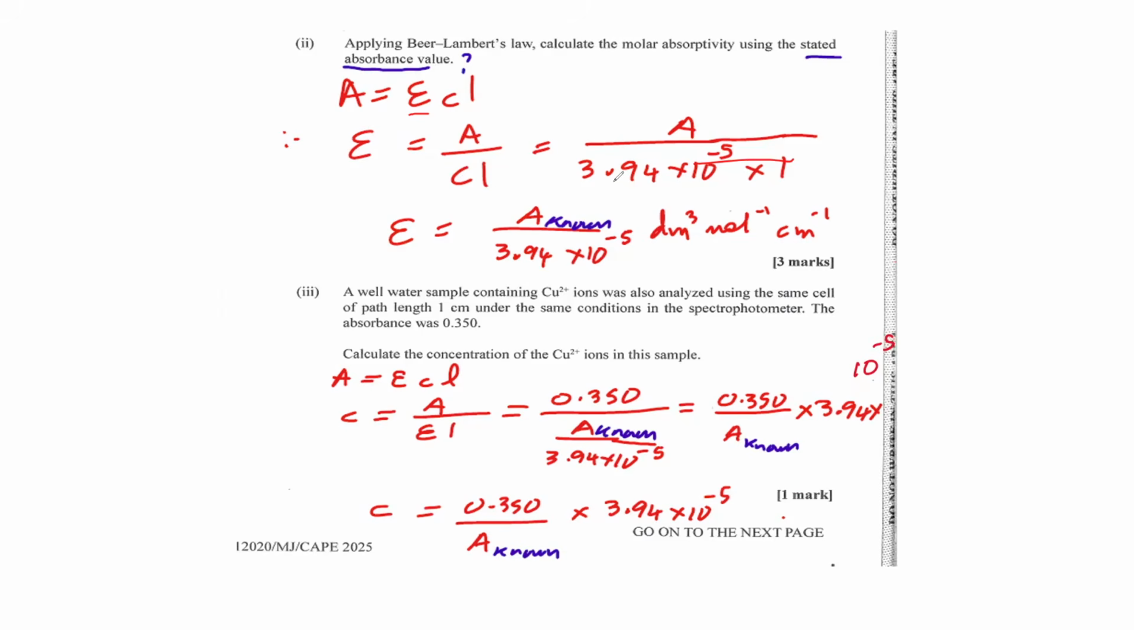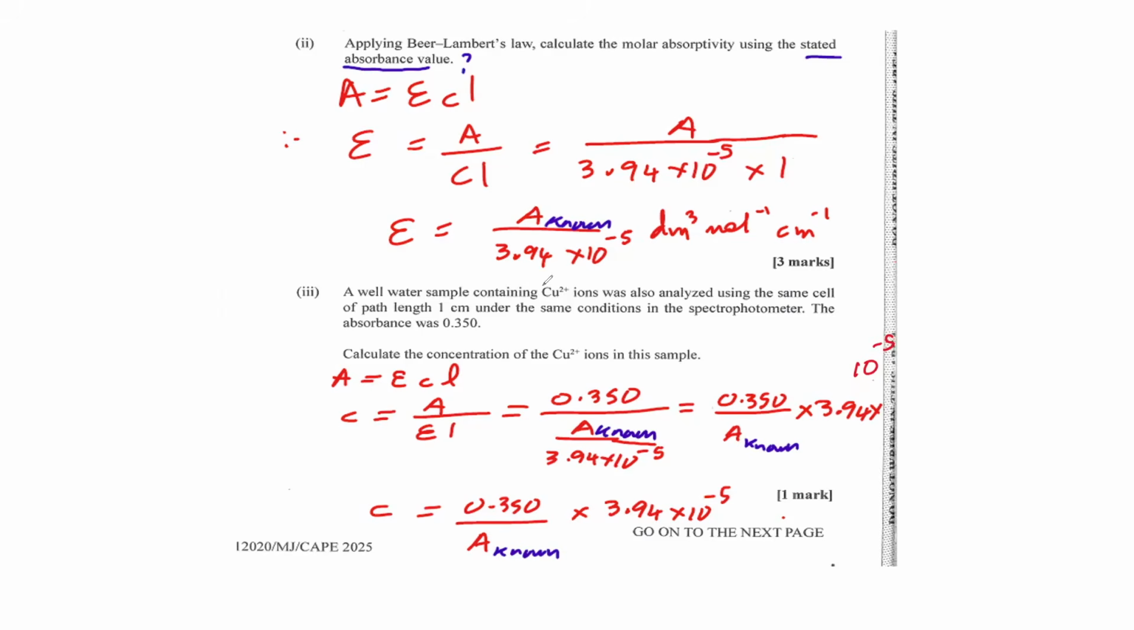We know the concentration and we know the path length to be 1. So A, which was supposed to be given, divided by concentration times path length, should give us a value. But because we don't know A, we can't work out a single value. But our unit works out to be dm cube per mole per cm. So the value of E is our A, which is supposed to be known, over the concentration times the path length.